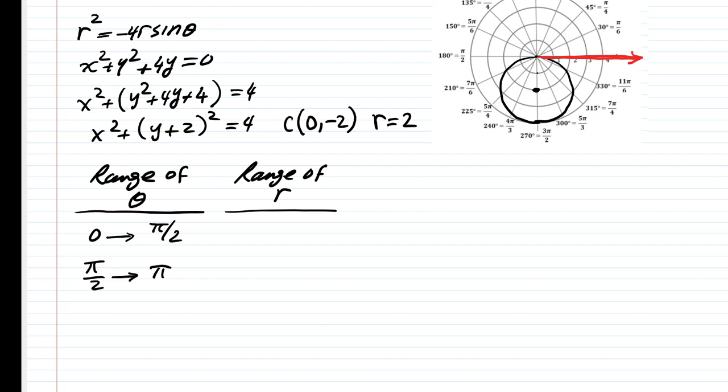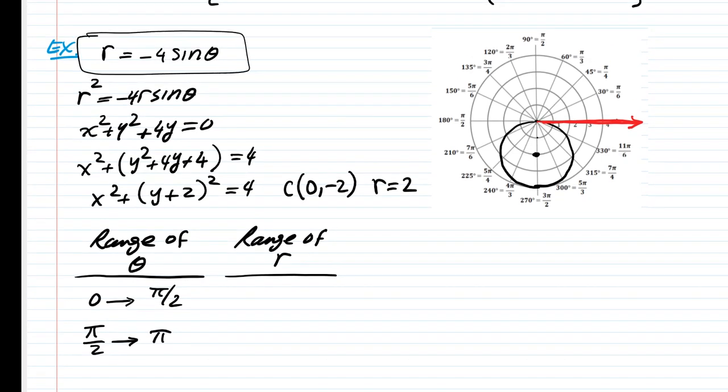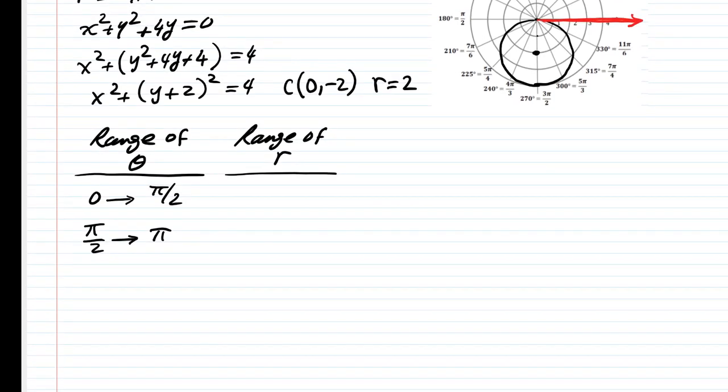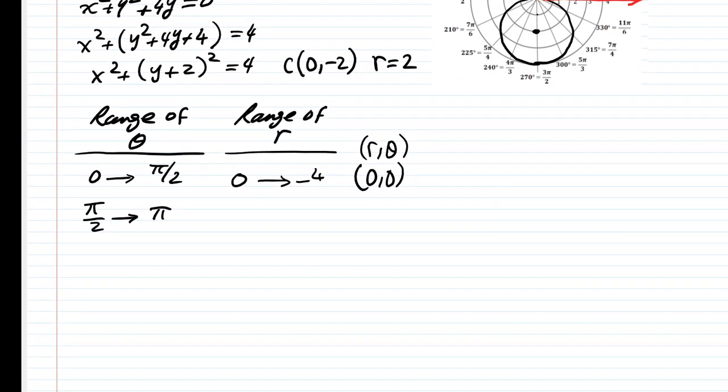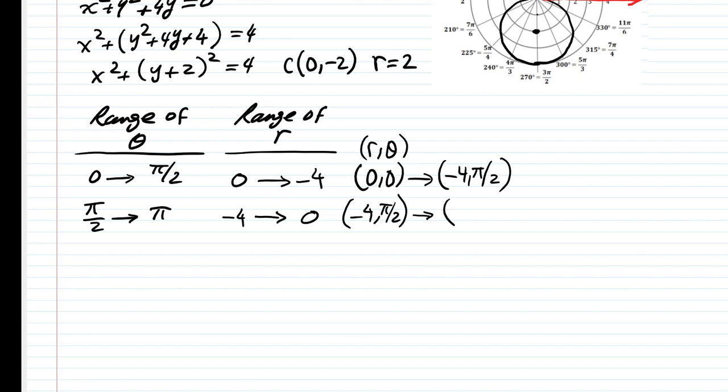Now, when theta is 0, remember the equation is r equals -4 sine theta. So sine of 0 is 0, so this circle actually starts at 0, 0, that is r, theta. And then at pi over 2, sine of pi over 2 is 1, so r goes to -4, and theta is pi over 2. Remember, r, theta. And then it goes from -4 at pi over 2 to pi, where sine of pi is 0. It finds its way back to 0. That's r equals 0 and theta equals pi.